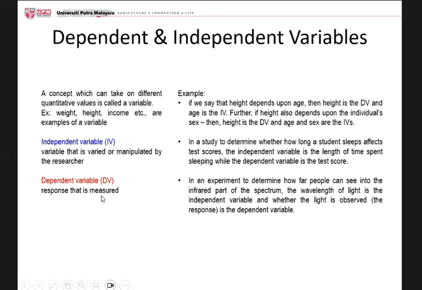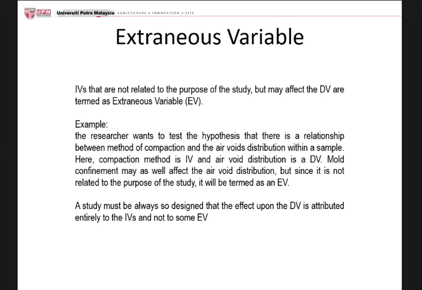Okay, so you've got to have some objective. You want to study how this affects this, and you know this is the independent and this is the dependent variable. You've got an example there, but we just don't have the time to discuss this very carefully. And then extraneous variables: independent variables that are not related to the purpose of the study, but may affect the dependent variable, are termed extraneous variables or control variables.